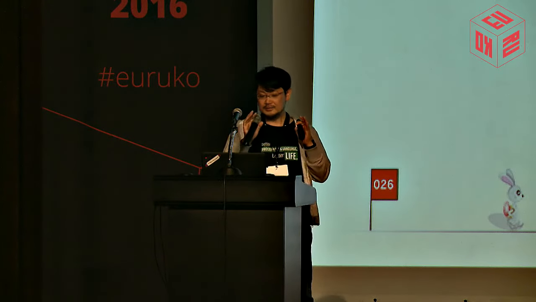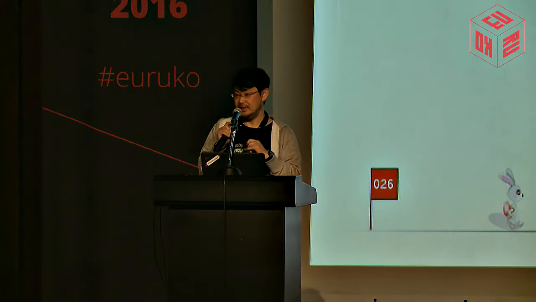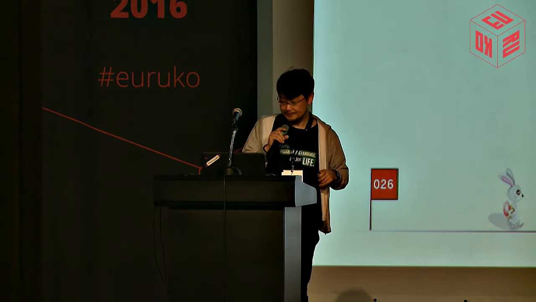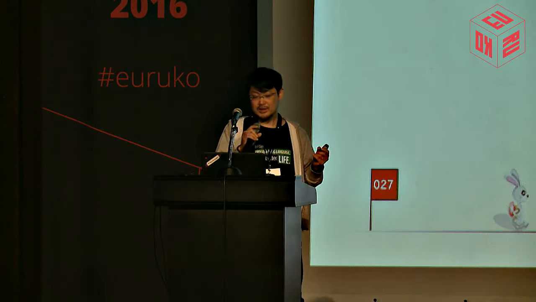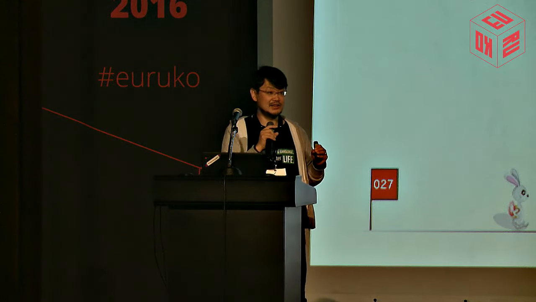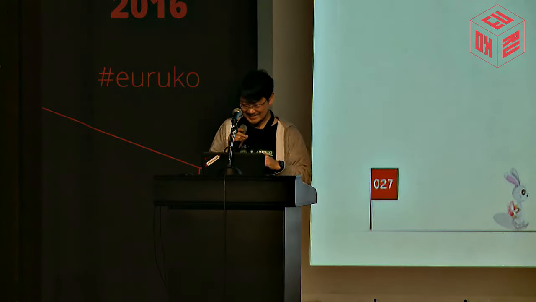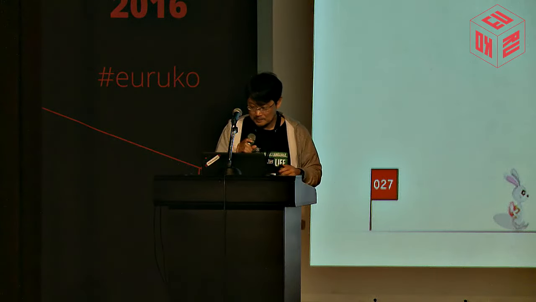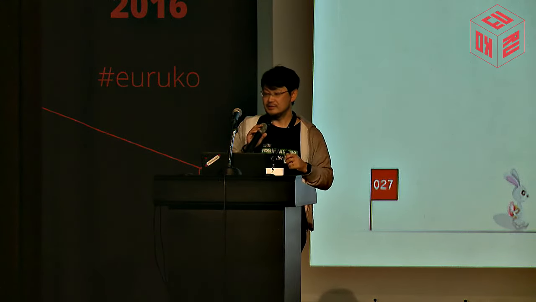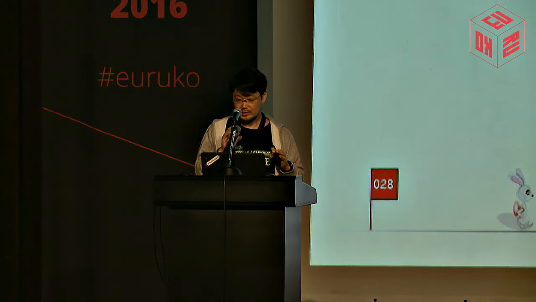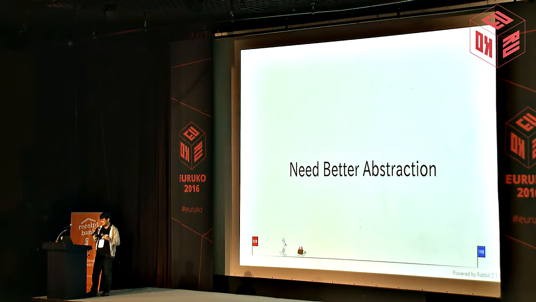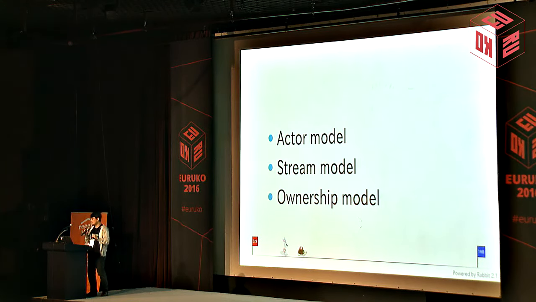So the Ruby virtual machine takes safety as a priority, because threading is hard, unless the language is like Elixir. For that reason, we concluded we need a better abstraction for concurrency. So we investigated and found several candidates: the actor model, the streaming model, or the ownership model. These are the three candidates.